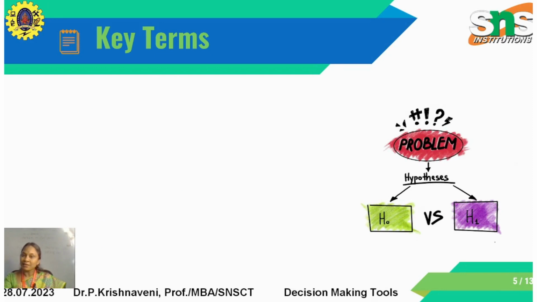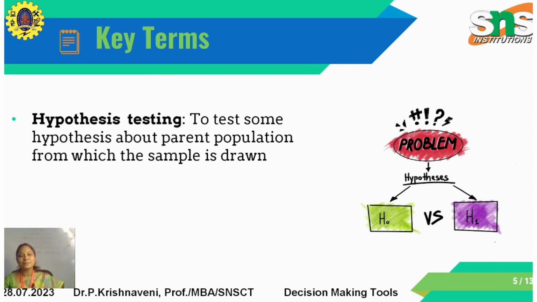In this, there are two types of hypothesis. Before getting to the types, we have to be aware of hypothesis testing. To test some hypothesis about the population based on the sample drawn is called hypothesis testing. Normally, it is a qualitative statement: both A class and B class are performing the same or not performing the same; boys and girls are preferring the same model or same brand. All these are qualitative statements.